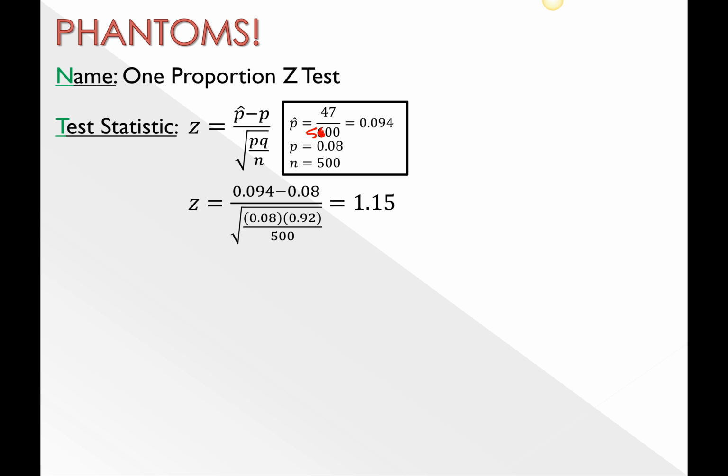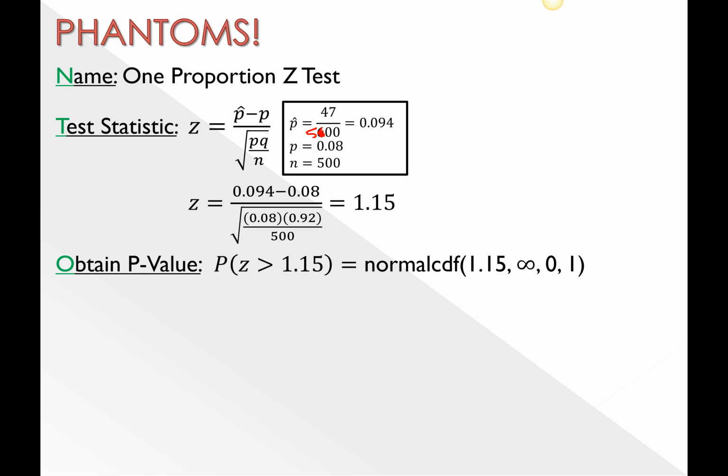Remember, our sample proportion goes first. Subtract out our population proportion, which is 0.08, and divide by the square root of pq over n. When we have p, we're going to use 0.08, and its complement is 0.92. Divide that by the sample size, take the square root, and it should give you a z statistic of 1.15. So we're now going to try to obtain our p-value.